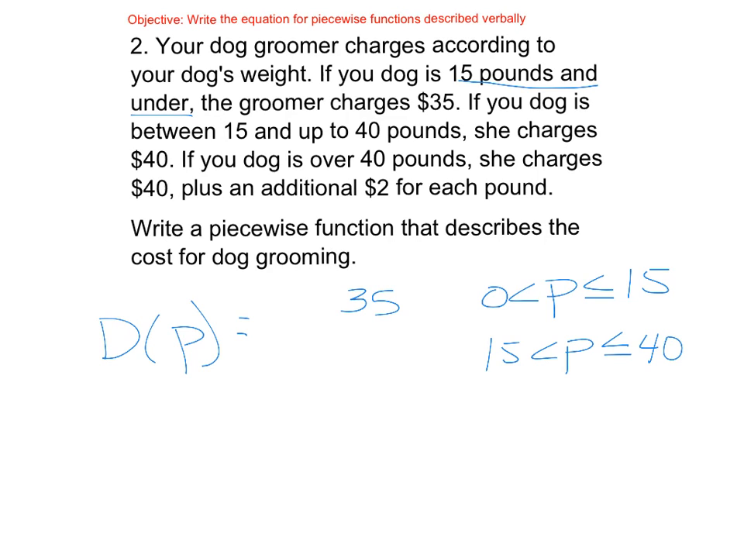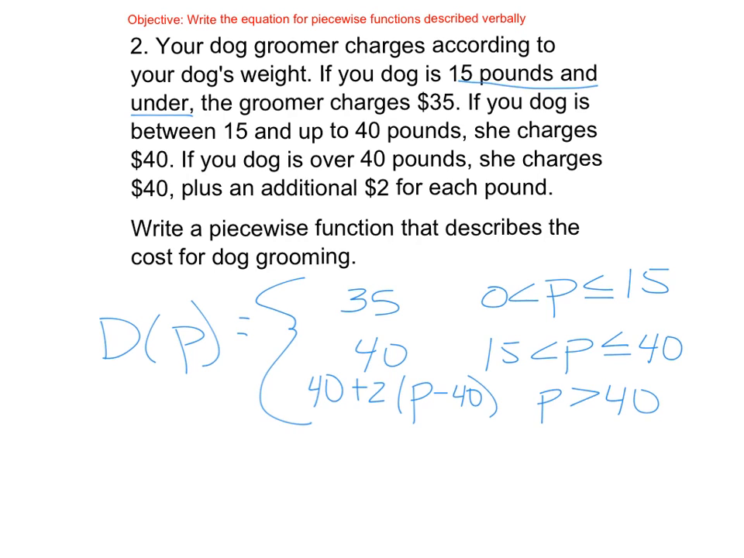Charges $40. And then if the pounds are greater than 40, it's $40 plus $2 per pound over 40. So again, we're going to do P minus 40 because if the dog is 45 pounds, you're only being charged for 5 extra pounds. You're not paying $2 for every pound. That would be an outrageous amount of money.